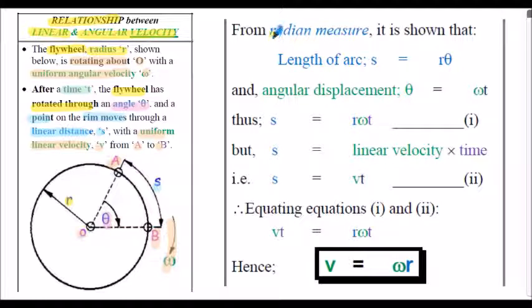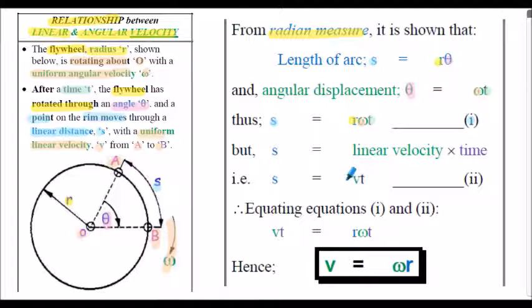Now, from radian measure, we know that arc length s is equal to the radius multiplied by the angle turned through theta. But we also know from previous work that the angular displacement, theta, is equal to the angular velocity multiplied by the time taken. So we can write s equals r theta as s is equal to r, replacing the theta with omega t. We'll label that equation 1 for reference.